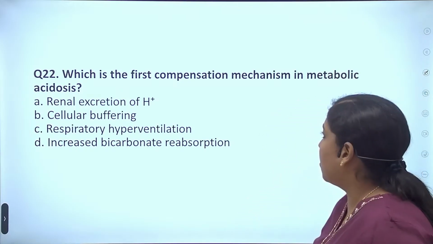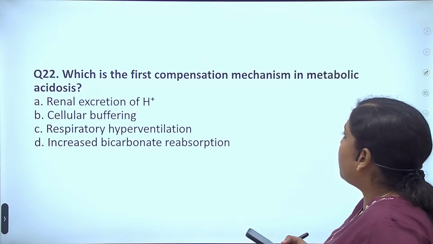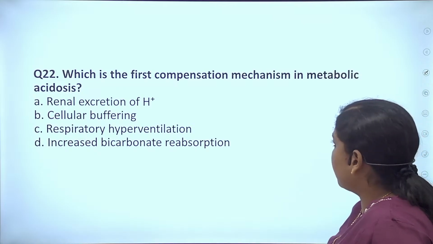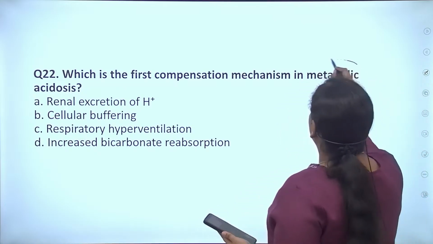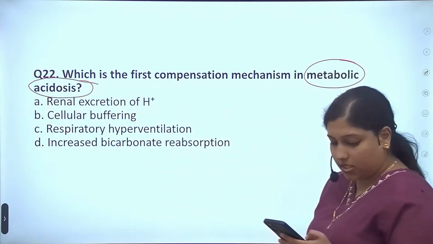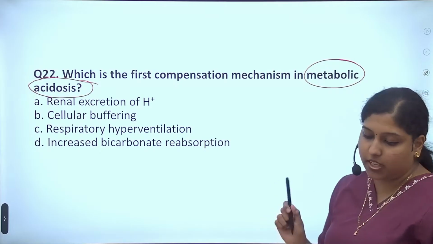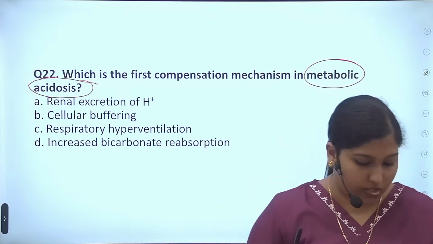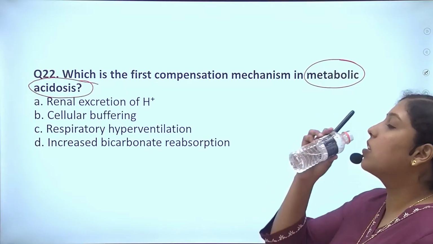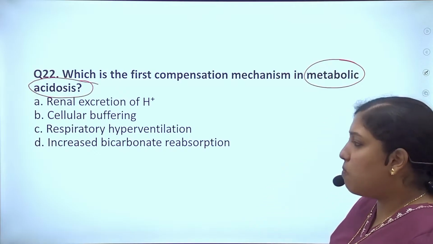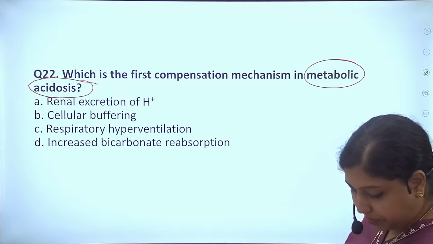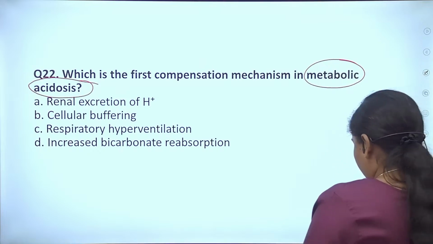Yes. The next question. Which is the first compensatory mechanism in metabolic acidosis? Which is the first compensating mechanism in metabolic acidosis? Come on, I'm waiting for your answers.